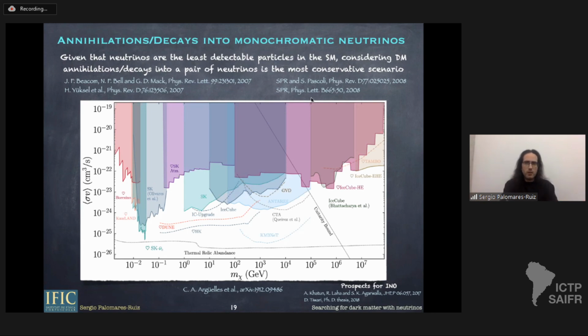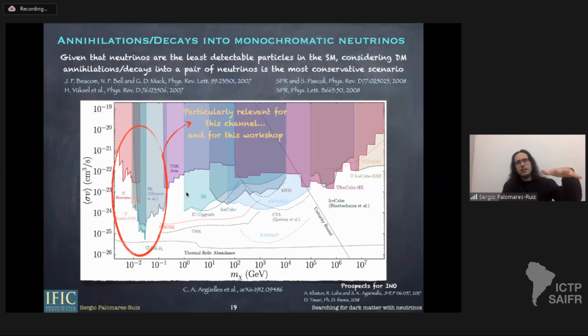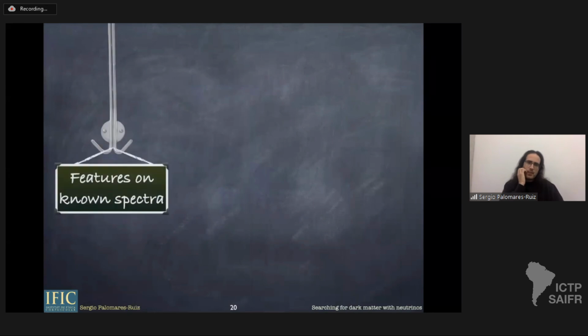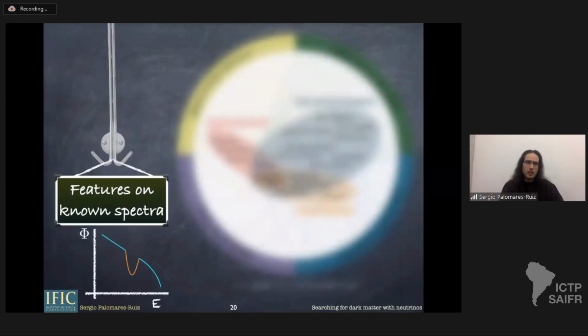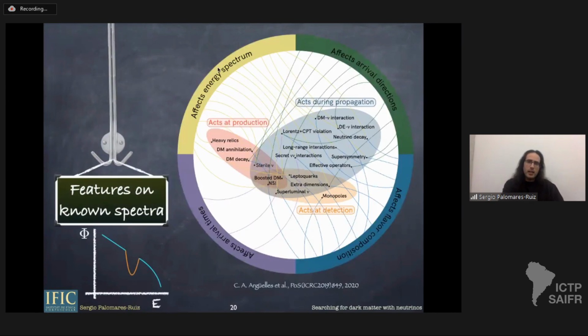And this was followed up by a couple of papers by myself. Actually, this region is particularly relevant for this channel and for this workshop because this is sub-GeV dark matter. But we can turn just 90 degrees in the Feynman diagram, and then we have interactions with dark matter. And we can search for features on the energy spectra, on the arrival directions, on the flavor composition, or on the time of arrival compared to other messengers.